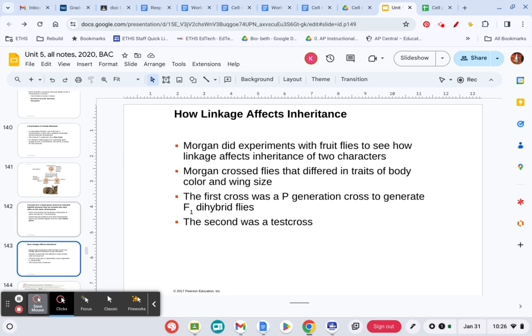So far we've been talking about sex-linked problems. And one of the things that Morgan studied in addition to monohybrid crosses was he also looked at dihybrid crosses. So he was looking at two inherited characters. And again, he was using fruit flies. And he used a couple of different traits. They're actually shown in the next couple of slides.